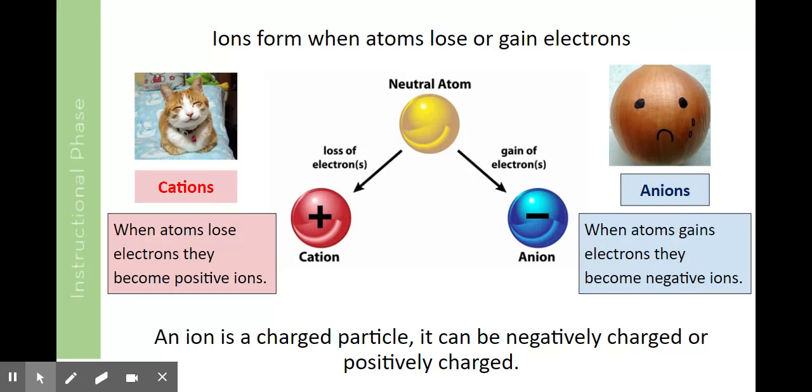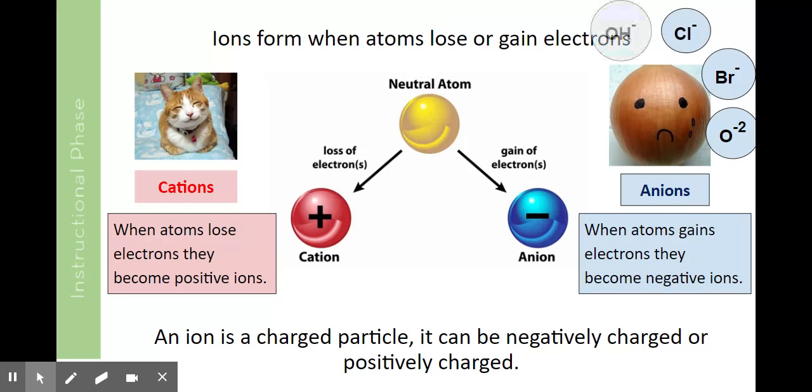Now, some examples of negative ions. Cl minus, chloride ion. Br minus, Br is bromine. When it becomes an ion, it becomes a bromide ion. Oxygen becomes a negative ion. It becomes O minus 2, so it's got a negative charge of 2, and we call that an oxide ion.